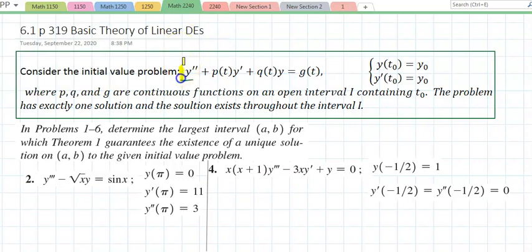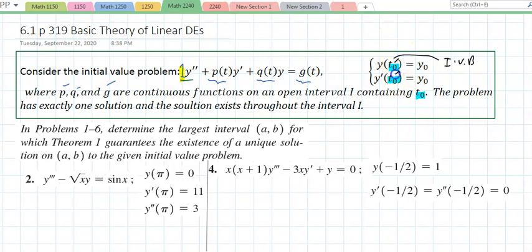The key is to make that a 1. Then you could read P of t, Q of t, and G of t. Assume that those three, P, Q, and G, are continuous functions on an open interval containing the initial point, and that's what makes this an initial value problem, if those are the same.